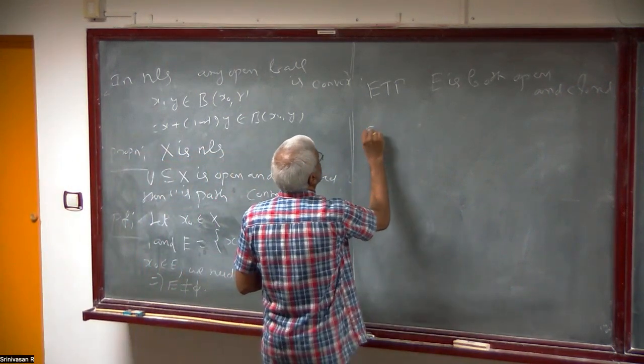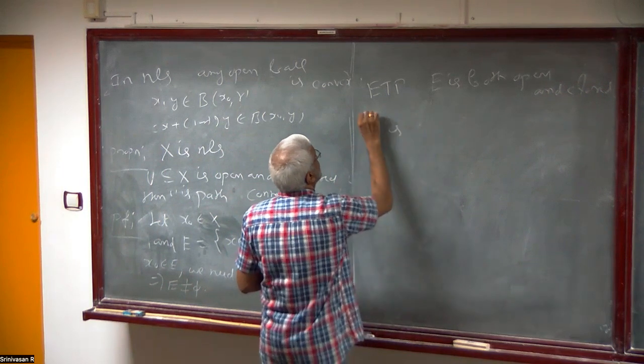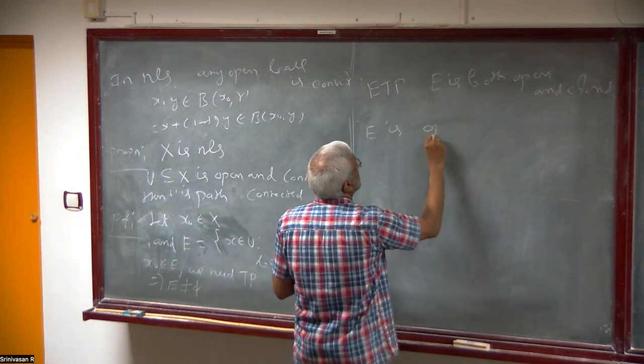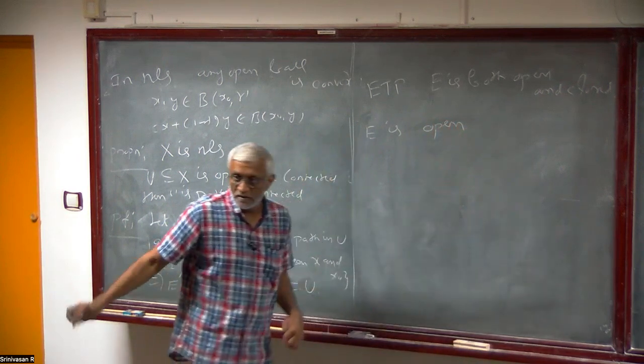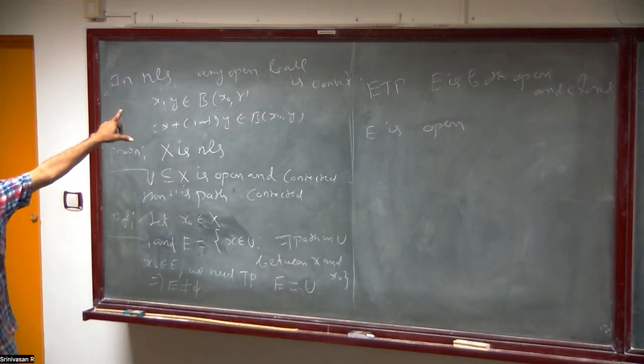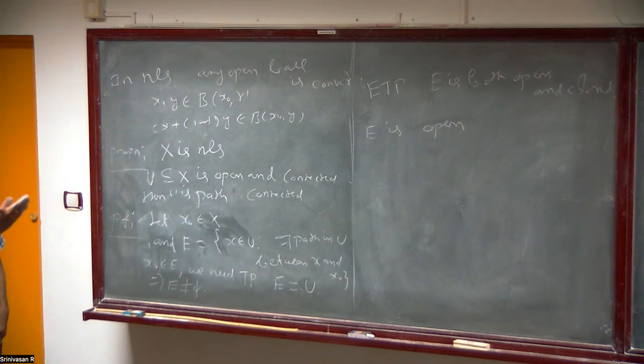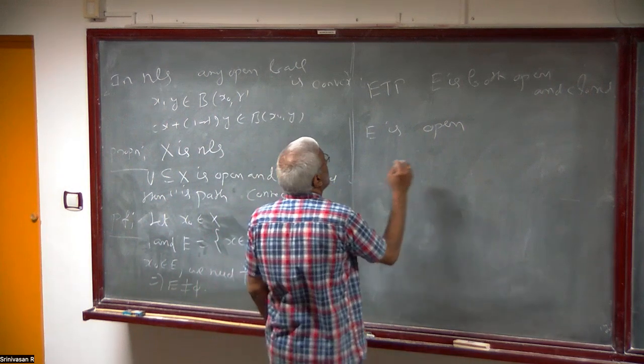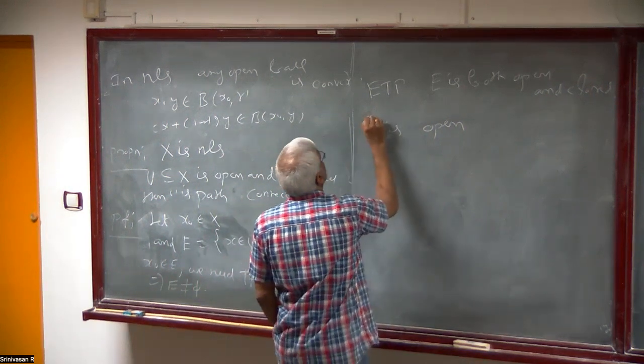So E is open. First we prove that E is open or closed, which is easy. Yeah, we are assuming that it's a normed linear space, okay? It's not in general topology. So E is open. I mean, first claim.